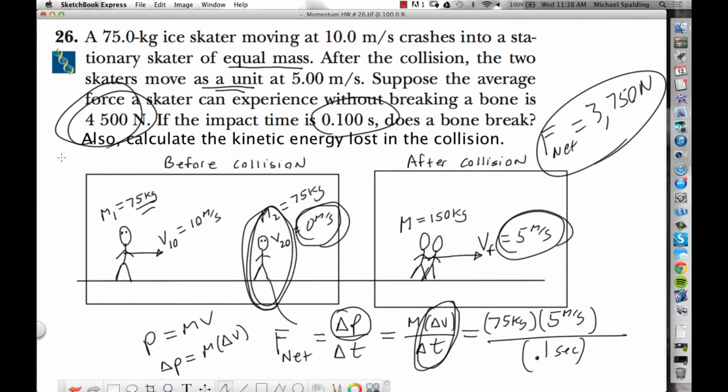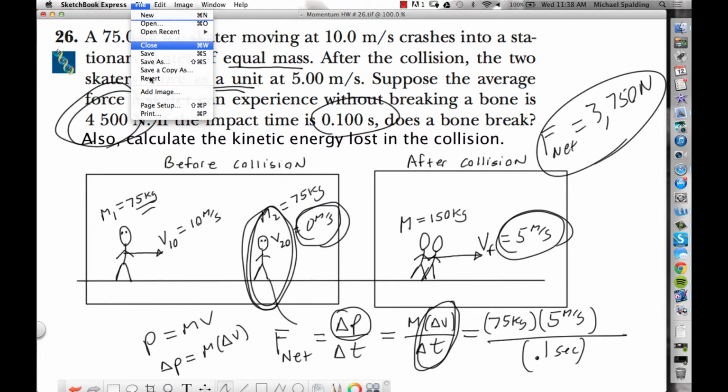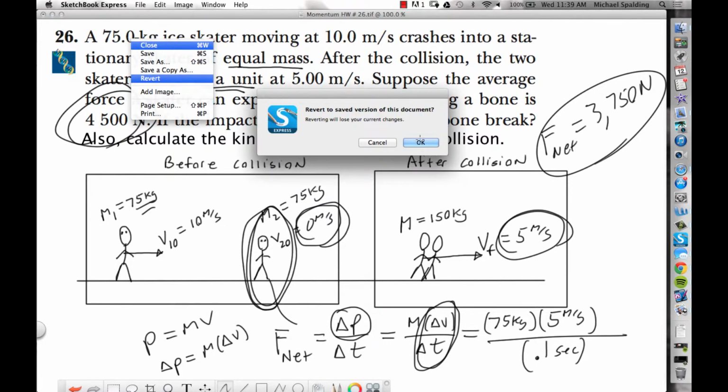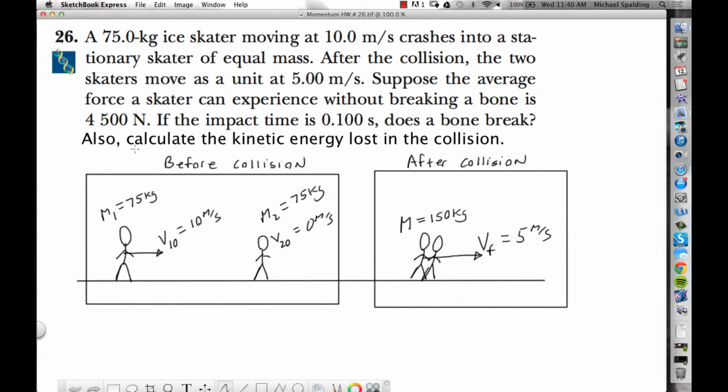And it's not that hard. If you lose anything, I don't care if it's marbles or money or what else could you lose? Brain cells, huh? Keys. If you lose anything, you got to know two things to find out how much you lost. You need to know how much you started with and how much you ended with. If you know those two things, you can figure out how much you lost. So here we're going to calculate the kinetic energy lost in the collision.